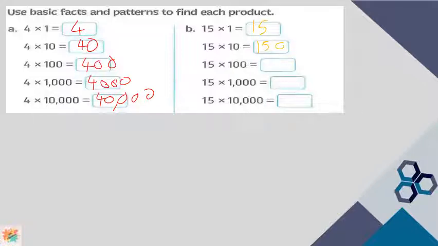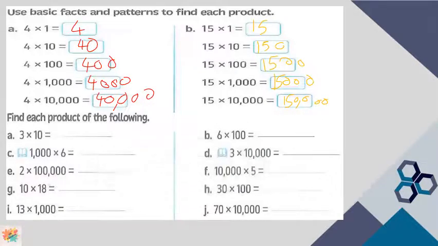15 by 100 ادي 2 zeros and 1500. So 3 zeros and 15 by 1 equals 15. So it will be 15,000. Okay? Okay. 15 by 10,000 equal what يا ولاد؟ أيوة شاطرين برافو عليكم. So it will be 1 2 3 4. Okay, and here it's 15, so it will be 150,000.